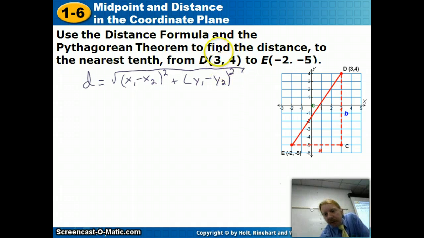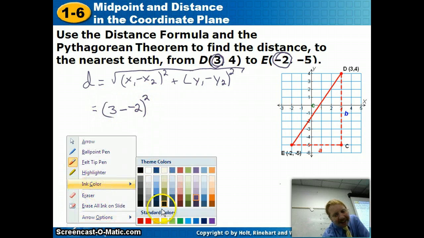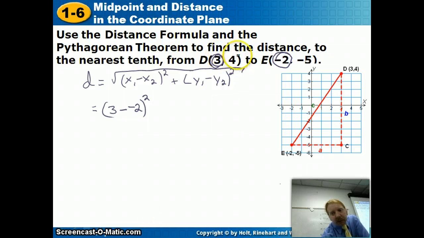What you want to be careful of is make sure that you're putting in the two x's for x. So in this problem, x1 minus x2, 3 minus a negative 2 squared. Those are my x's. Now I go ahead and do the y's. It's the same kind of mistakes people make with slope formula. You want to make sure you're matching the x's with x's, y's with y's. So 4 minus a negative 5 quantity squared.